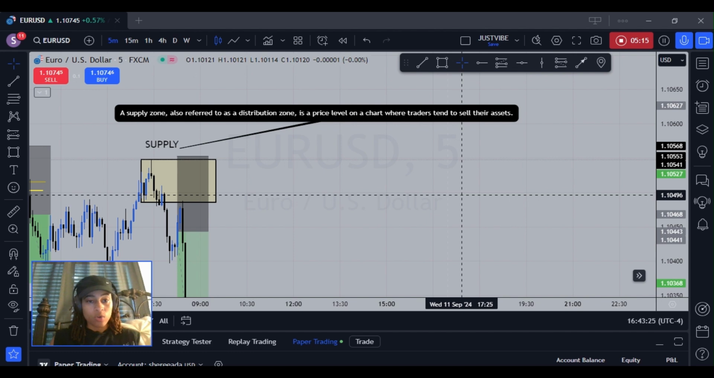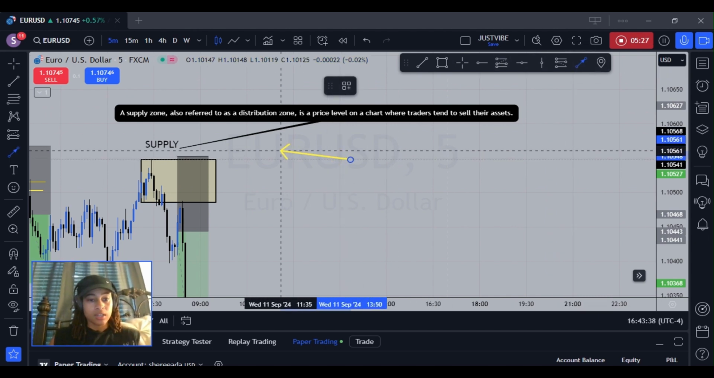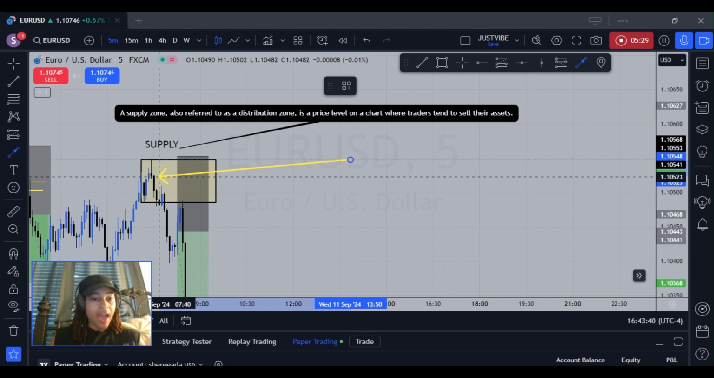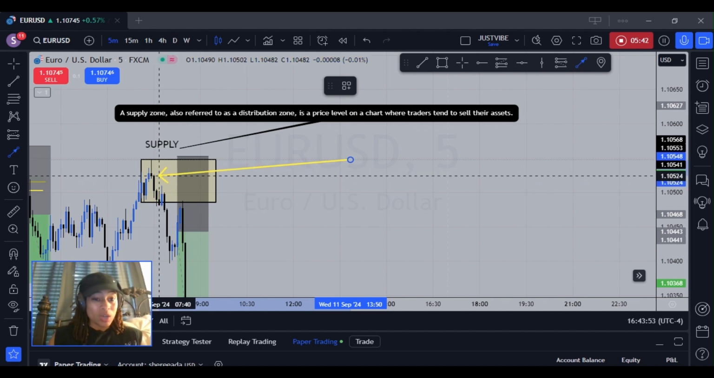A supply zone, also referred to as a distribute zone, is a price level on a chart where traders tend to sell their assets, like I told you. So it's not that big of a difference. It's literally just the opposite. You don't have to have like six red candles, whatever your chart is. You don't have to have a lot of consistent candles. I promise you, just two candles can get you somewhere.